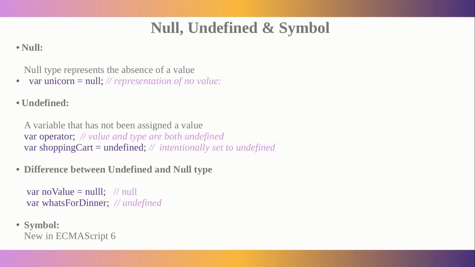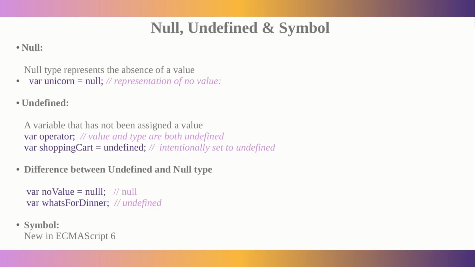A variable which has been defined but not as yet assigned a value will be given the data type of undefined. For example, var operator. The variable operator has been declared but has no value as yet. Take for example someone asking you what's for dinner, and you might reply with undecided, and this means that you will have dinner but what you will eat is undefined as yet. You can also intentionally assign the undefined keyword to a variable to indicate an undefined value, such as var operator is equal to undefined.